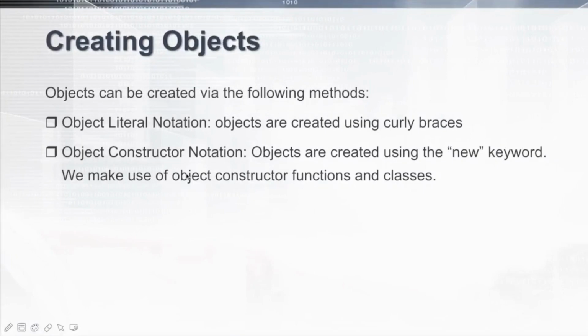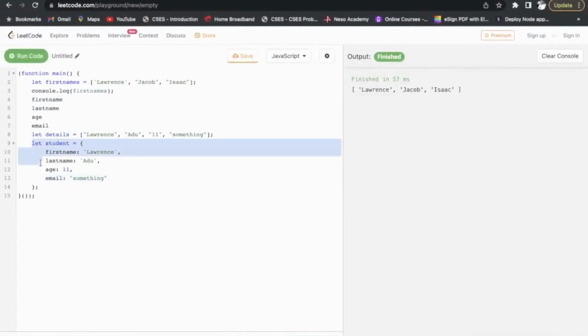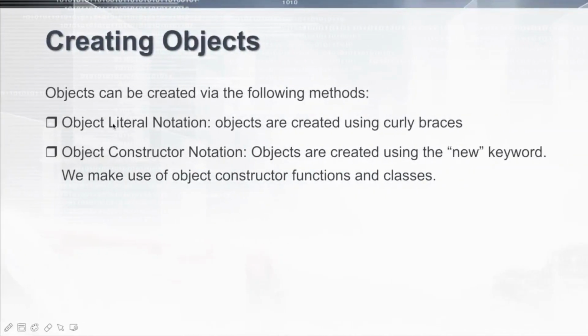So in the previous video, we introduced object. We saw what an object is and the structure of an object. Before we go into accessing the properties of an object, we want to look at the different methods, the different ways we can create objects. Of course, we created an object in the previous video using this method, but we have two ways we can use in creating objects.